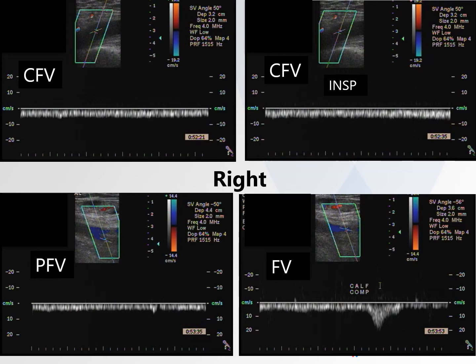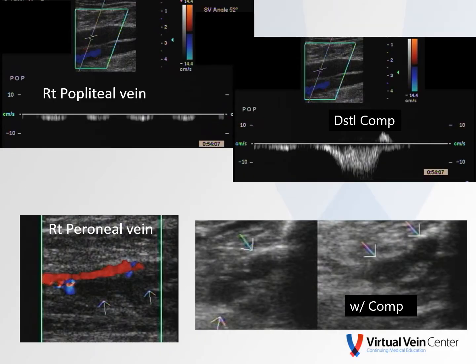In the lower right-hand side, in the femoral vein, a continuous flow. We do get some minimal response to a calf compression. Moving distally, we find a patent right popliteal vein with certainly abnormal, really diminished flow. We do get some response to calf compression in the upper right-hand picture.